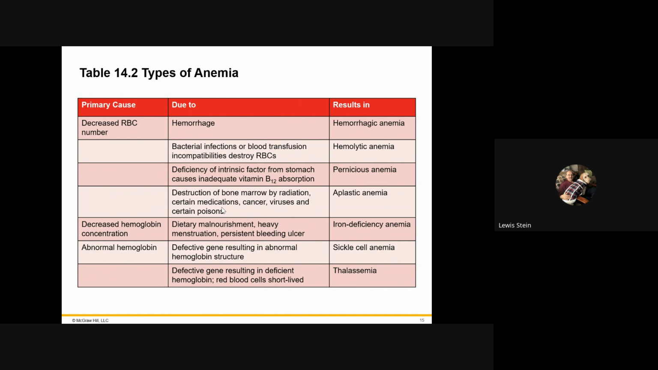I'll probably mention one antibiotic in passing, called chloromycetin or chloramphenicol, that caused aplastic anemia. Not all the time, but in a few. And here you can see some other ones: iron deficiency, iron problems, menstruation, and what I had, a persistent bleeding ulcer. And now you get to the ones that are genetically based, sickle cell, which we'll talk about, and there are different kinds of thalassemias.